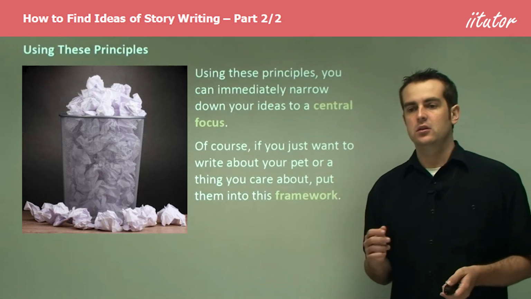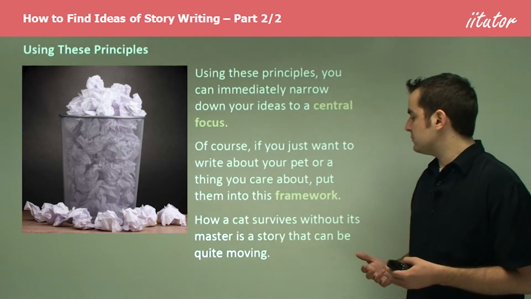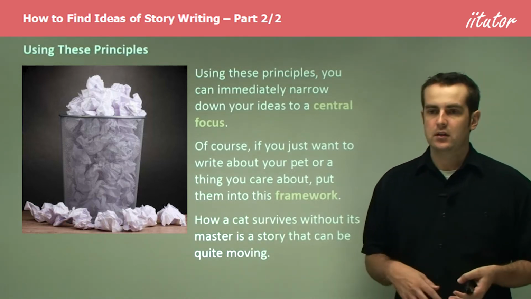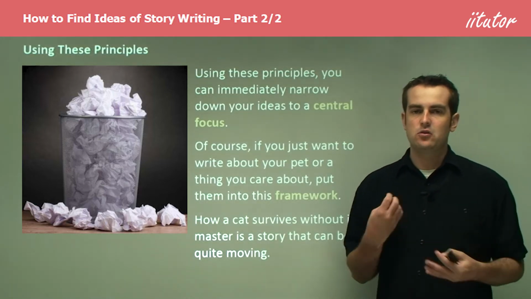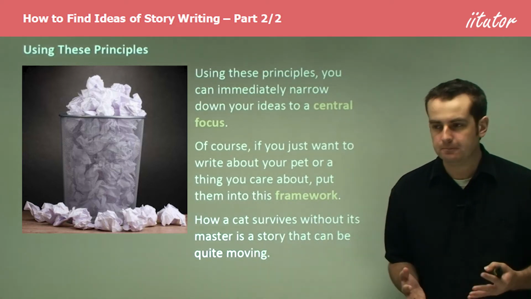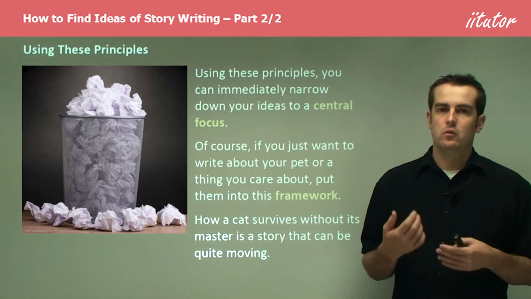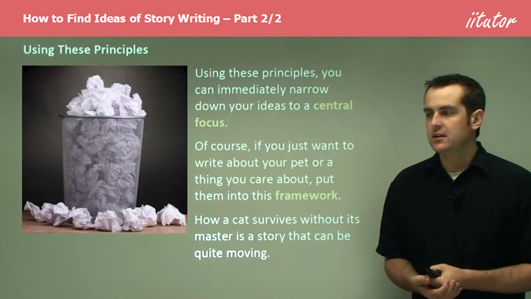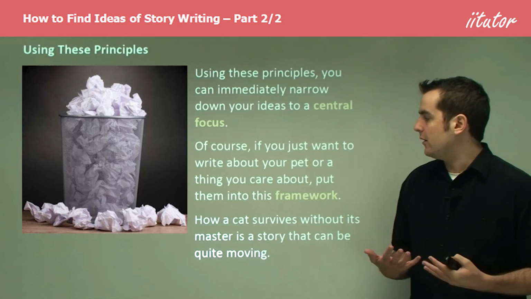If you want to write a story about something simple, for instance, about your cat, if you have a cat or a dog, how a cat survives without its master is a story that'd be quite moving. And that's a resistance story. It's about your pet surviving. So it's not you telling an anecdote about your pet. It's a story about what happens when you're not there. And it can be quite interesting if you do it well.